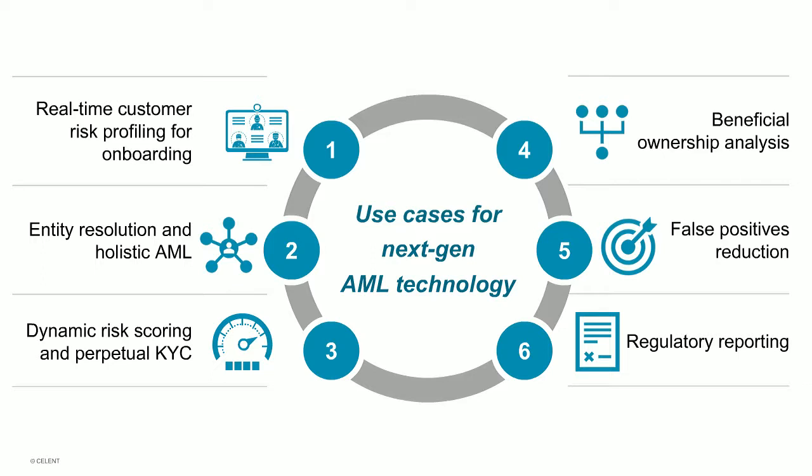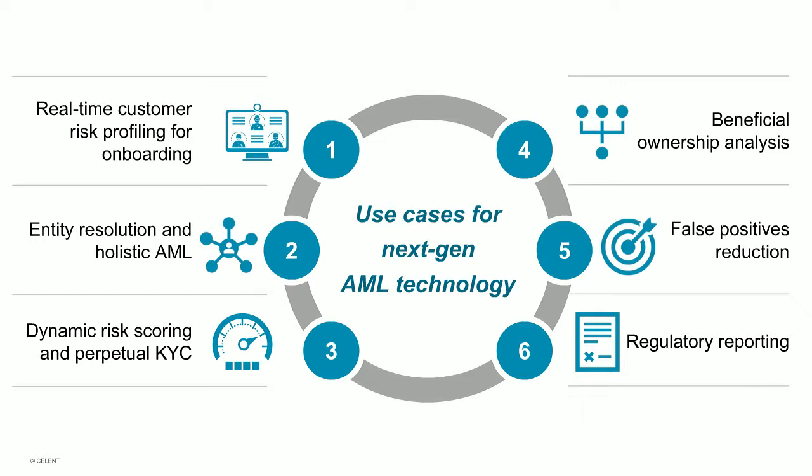Dynamic risk scoring and perpetual KYC. This, for us, refers to both the ability to use the automation and assisted automation capabilities of new technology to enable much more frequent customer review checks, even daily customer review checks for institutions that are trying to do that.